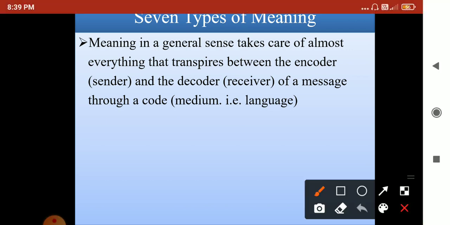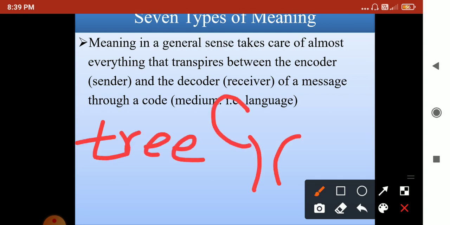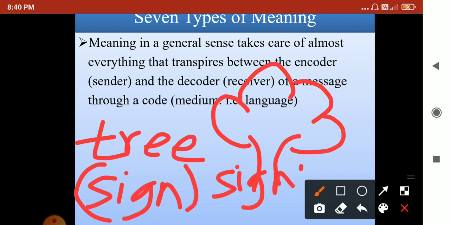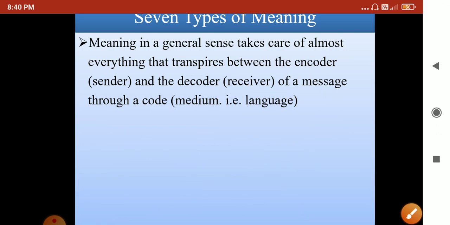For example, the word tree and the real object, not the picture on the screen, but the real object it refers to, has no one-to-one correspondence between the sign and the signifier. So this is sign, tree is the sign, and the real object is signifier. And the relationship between sign and signifier is arbitrary, that is illogical. There is no logic why a certain object is called by its name.